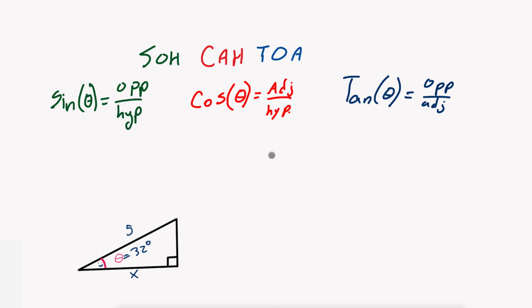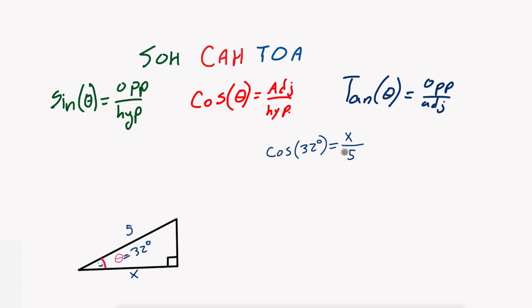All right, so I will write it out. Cosine of our angle, which is 32 degrees, so we're going to write that in here, is going to be equal to our adjacent, which is x. That's the one we're trying to find, so we're going to use the variable x as a placeholder. So cosine of 32 degrees is equal to x, which is our adjacent, divided by 5, our hypotenuse. This is a good equation because there is only one variable and we have an equal sign, so we can figure out what that variable is.